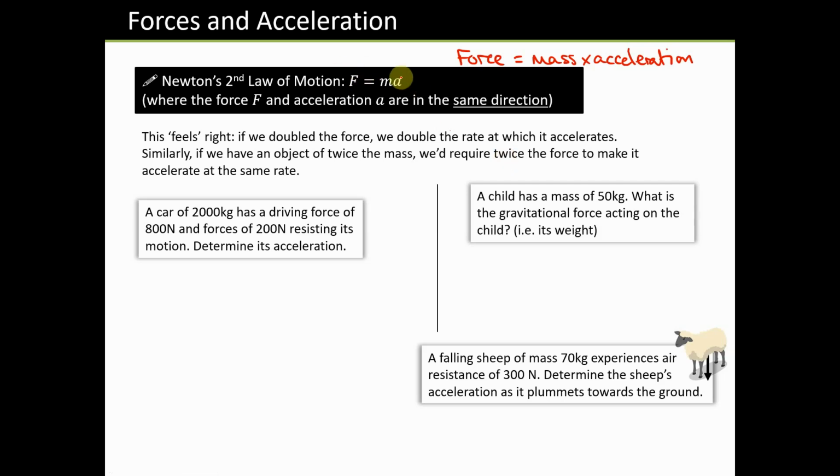If I double this, and the mass stays the same, then the acceleration must double as well. And similarly, if we have an object with twice the mass, so if this m doubles, we would require twice the force to make it accelerate at the same rate. You'll surely know if you have something really heavy.